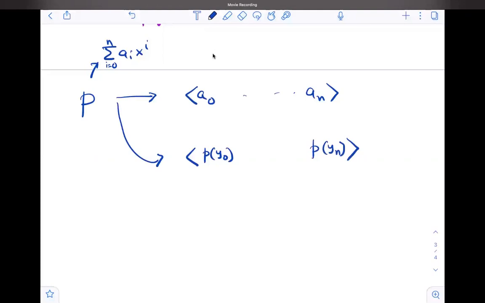How can we move between these two? Given one, how do I produce the other? And given the other, how do I produce this one? So this is our question.